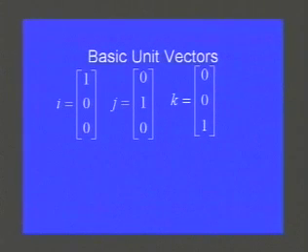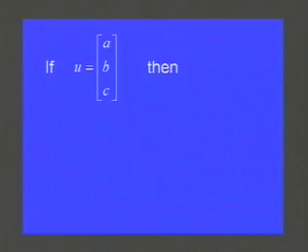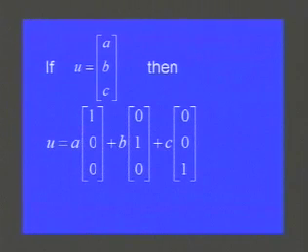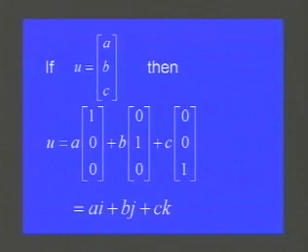They're called basic unit vectors because, first of all, they're unit vectors. They're the simplest ones we can get. And they're basic because they can form a base for all the others. All the others can be written in terms of them. So if u is the vector a, b, c, then u can be written as a times 1, 0, 0 plus b times 0, 1, 0, and c times 0, 0, 1. So u is equal to ai plus bj plus ck.